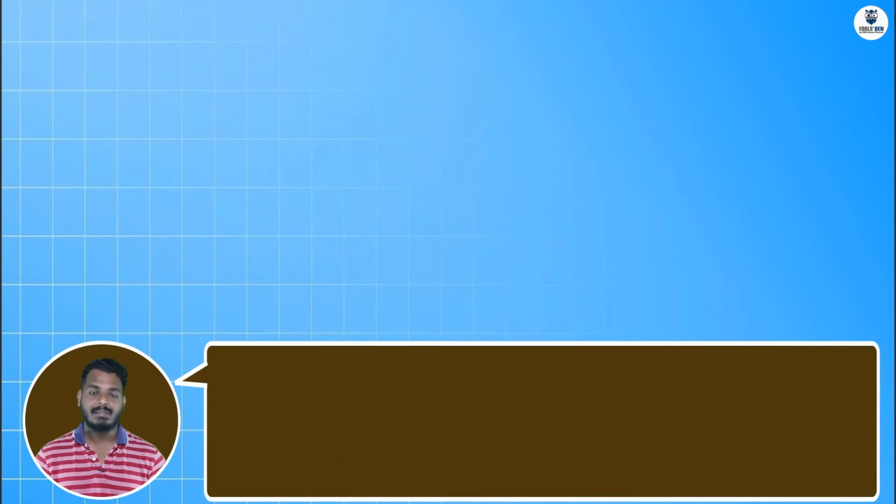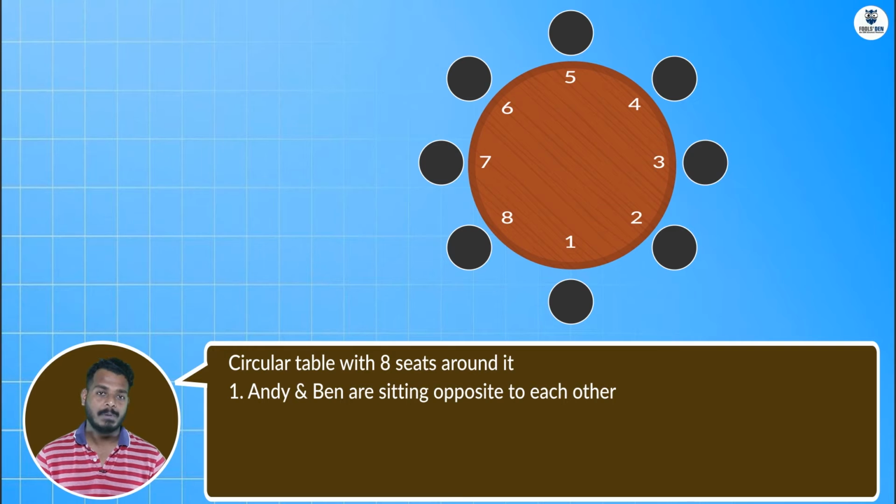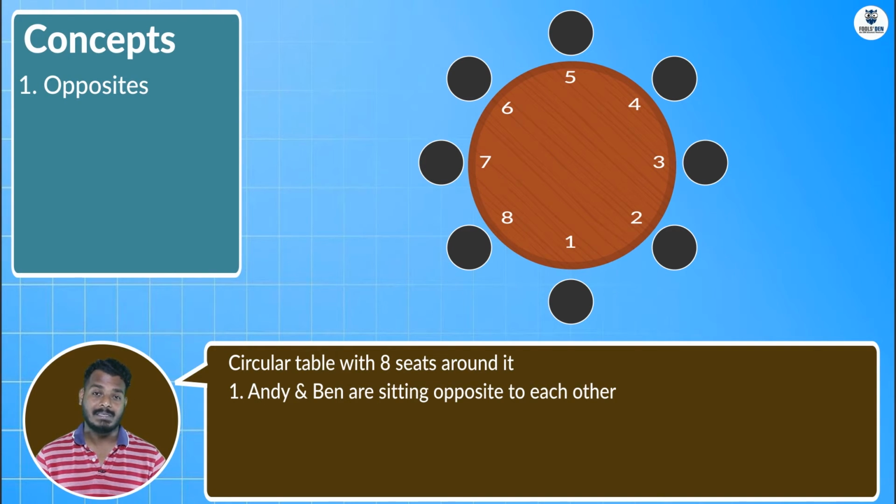Now let's take the example of a circular arrangement. So say there is a circular table with 8 seats around it, numbered from 1 to 8, something like this. And say it is given that Andy and Ben are sitting opposite to each other. When you are given such a condition, just look at the opposite seats here. So the combinations for Andy and Ben would be seat number 1 and 5, or seat number 2 and 6, or seat number 3 and 7, or seat number 4 and 8. These are the opposite seats.